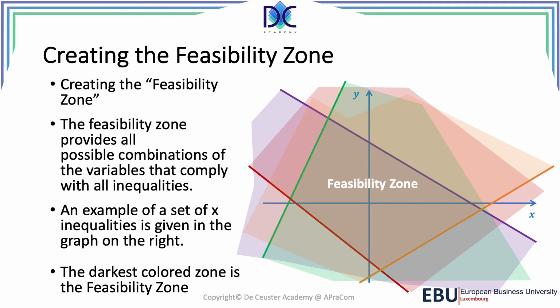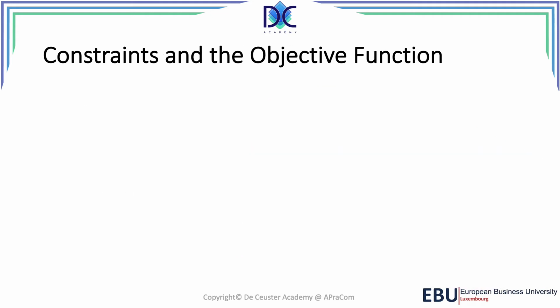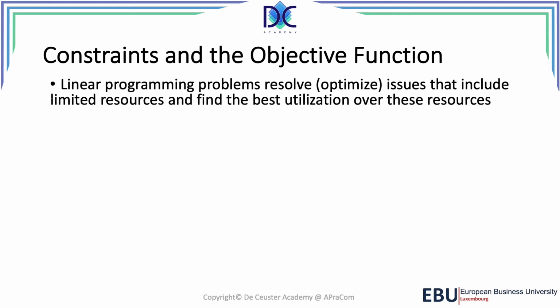And this is what we want to find. We want to find this zone, and all the elements in that zone, including the corner points, are basically possible solutions that comply with all inequalities. Now we look at some constraints and the objective function.